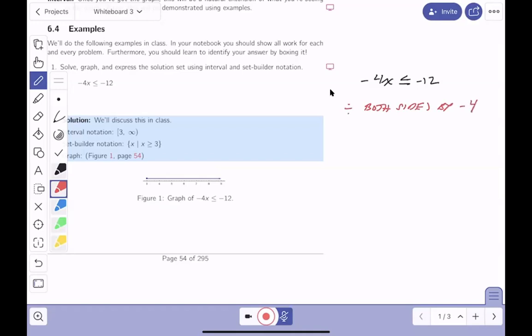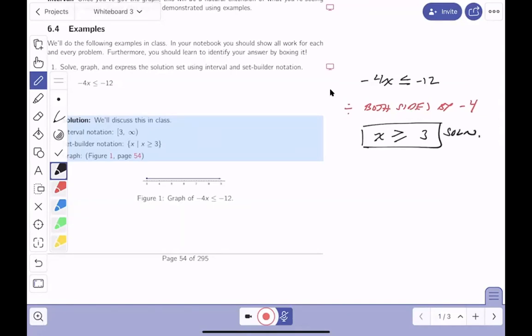Now you should know this is tricky. The reason for that is, when you divide by minus 4, the direction of the inequality is going to change. So on the left side, when you divide by minus 4, you get x. On the right side, when you divide by minus 4, you get 3. But the direction of the inequality is going to face the other direction now, like this. So I'm going to claim this is the solution to the problem.